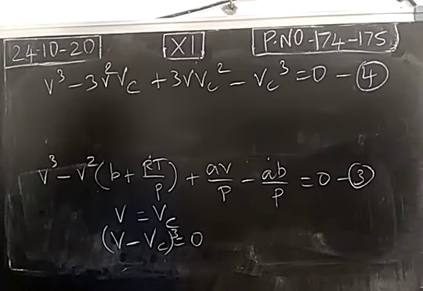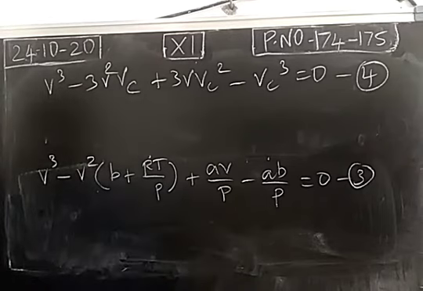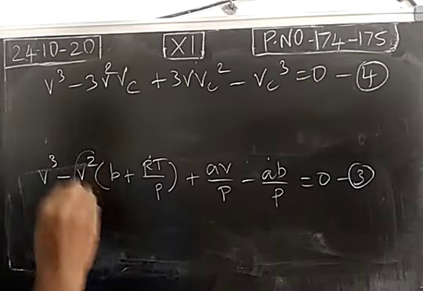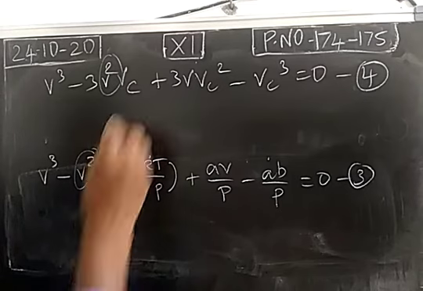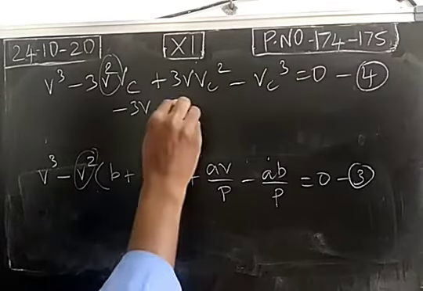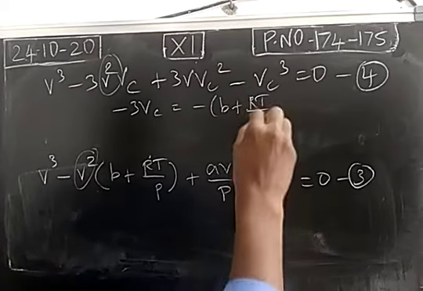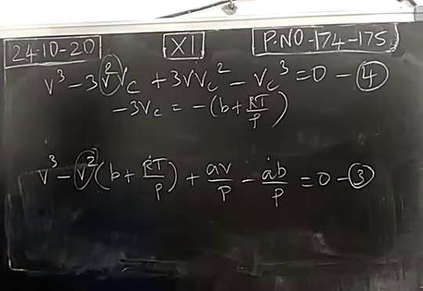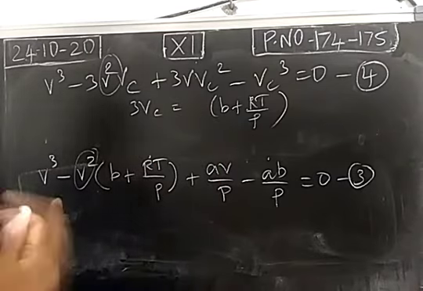So both are cubic equations. So equations 3 and 4 can be compared. So we can take coefficients, and relate the coefficients. Here the coefficients of V cube are similar, 1 and 1. When you take the V square coefficient, minus 3Vc is equal to minus b plus RT by P. So both sides, when we multiply by minus 1, we will get this one.